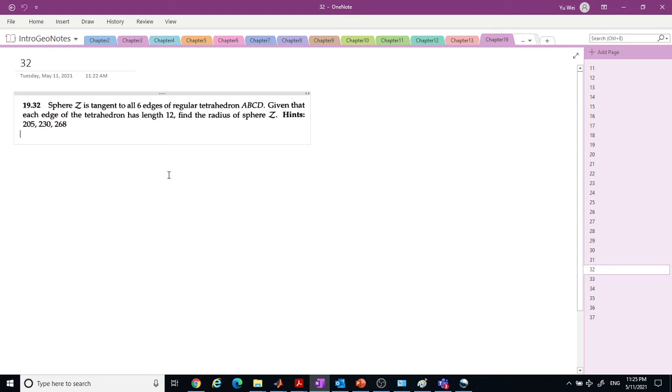Sphere Z is tangent to all 6 edges of the regular tetrahedron.